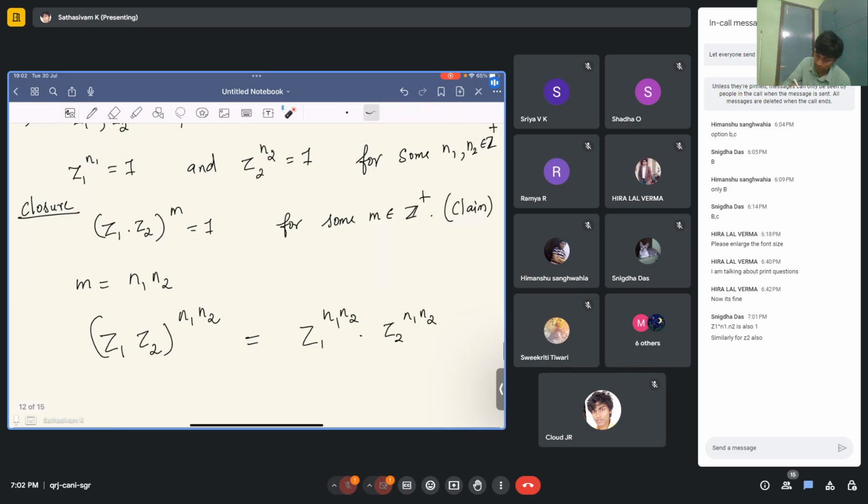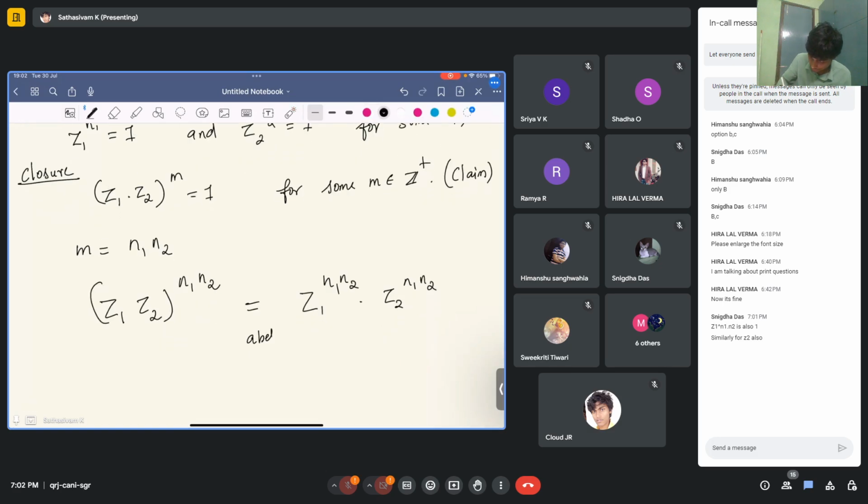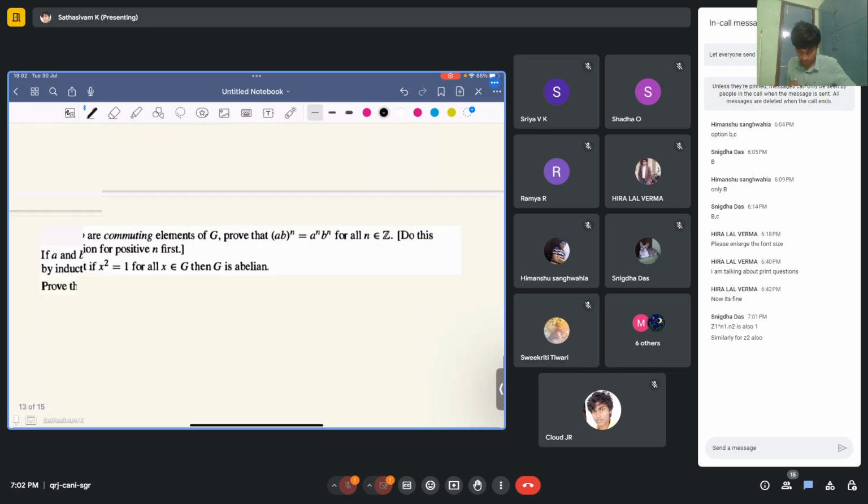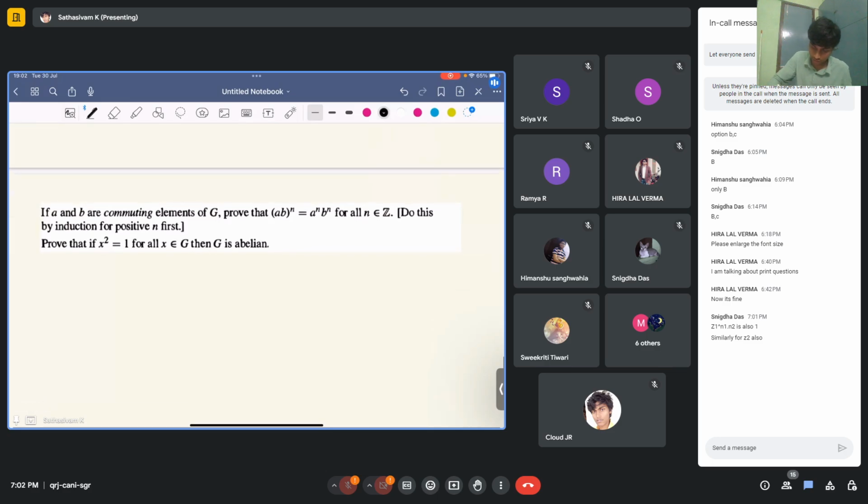See, you can split like that, provided your group is abelian. Here we are using the property that it is abelian. Otherwise, you cannot split like this. But anyway, I will prove it here. We will come back and prove this. So for now, let's assume this.